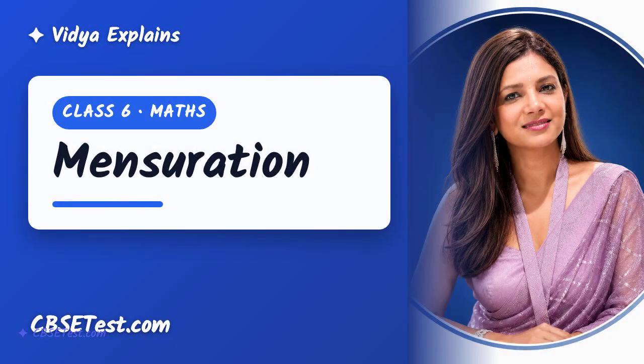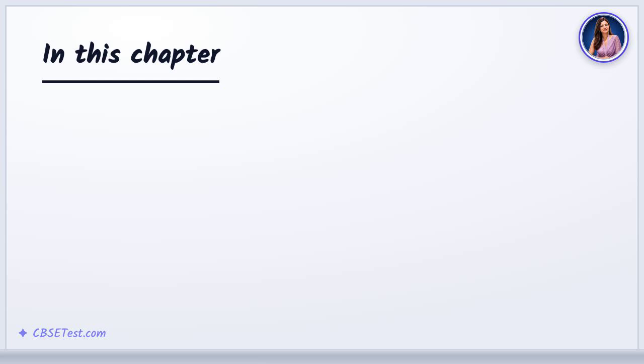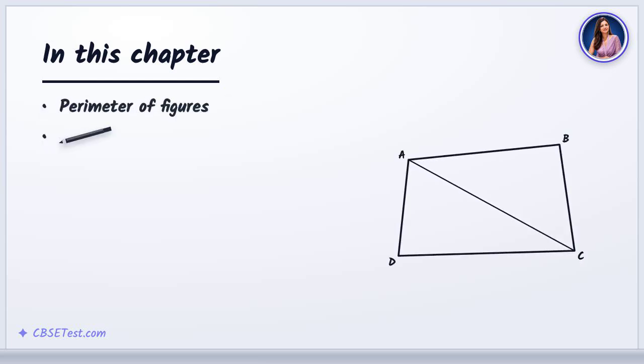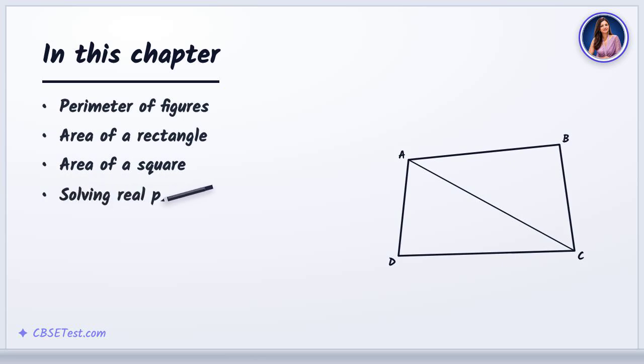I'm Vidya, your tutor. Let's learn mensuration together, step by step. Mensuration measures figures. Perimeter is the distance around a shape. Area is the surface it covers. We'll find both for rectangles and squares.